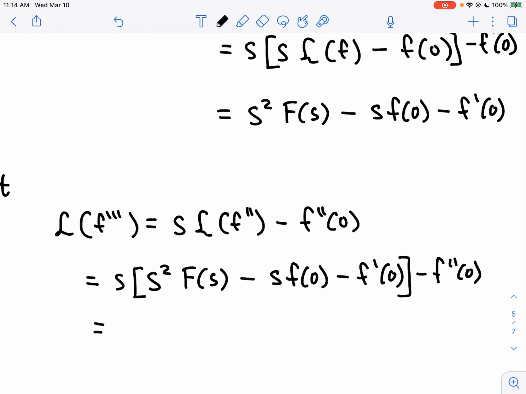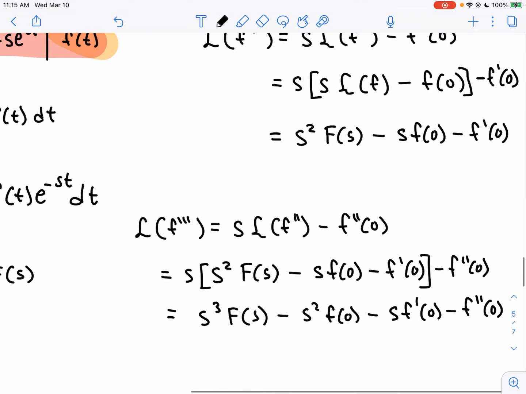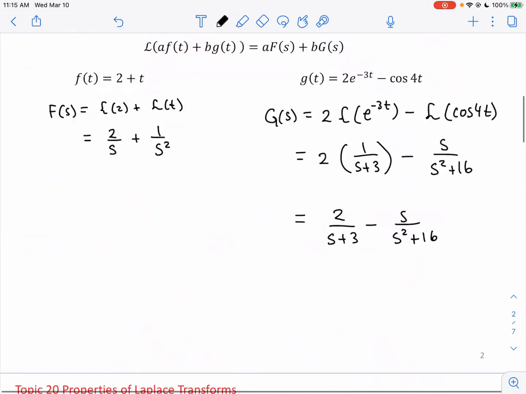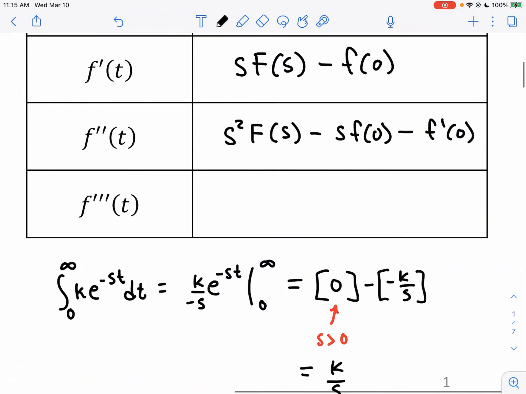And then when you distribute the s across here, we have s cubed capital F of s minus s squared times f of 0 minus s times f prime of 0, and then minus 1 times f double prime of 0. And we get a result that we can put in here for the third derivative. You're going to see a pattern quickly emerge here.